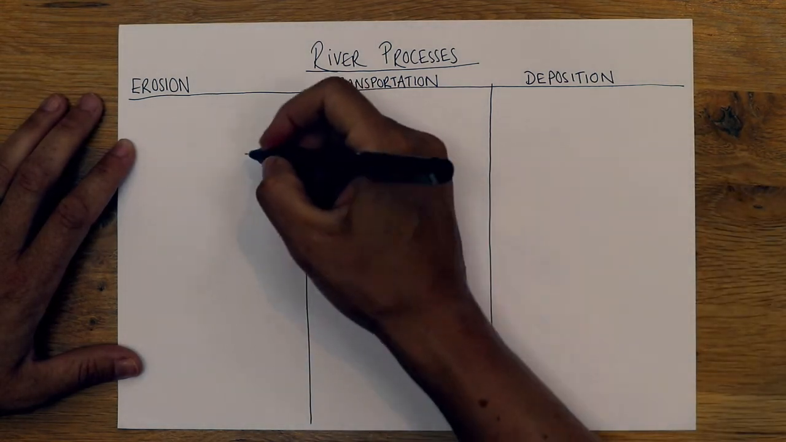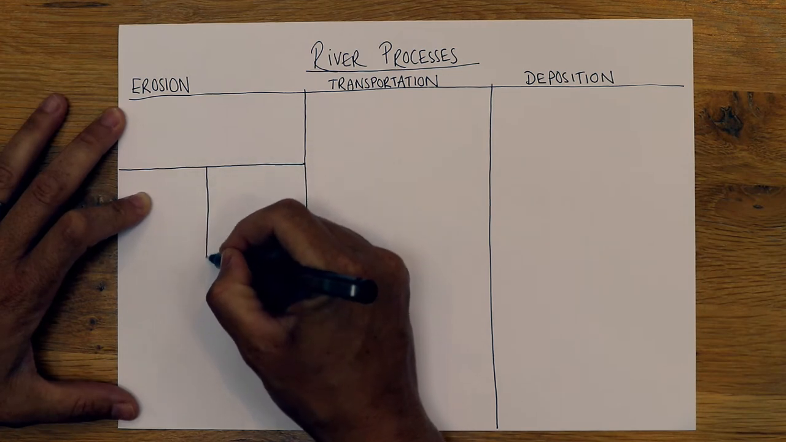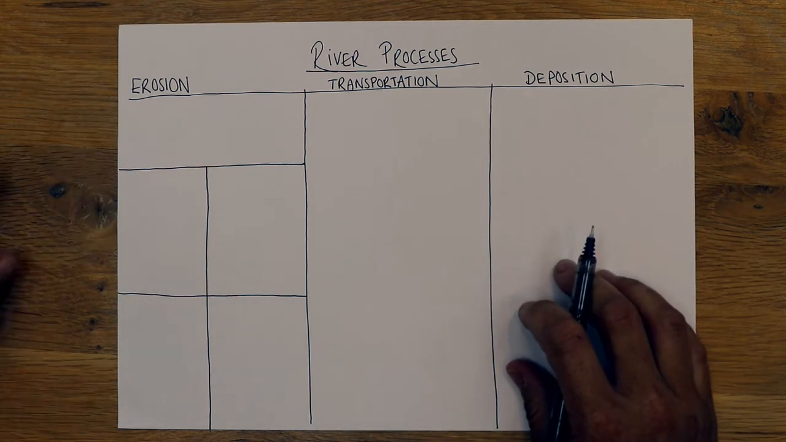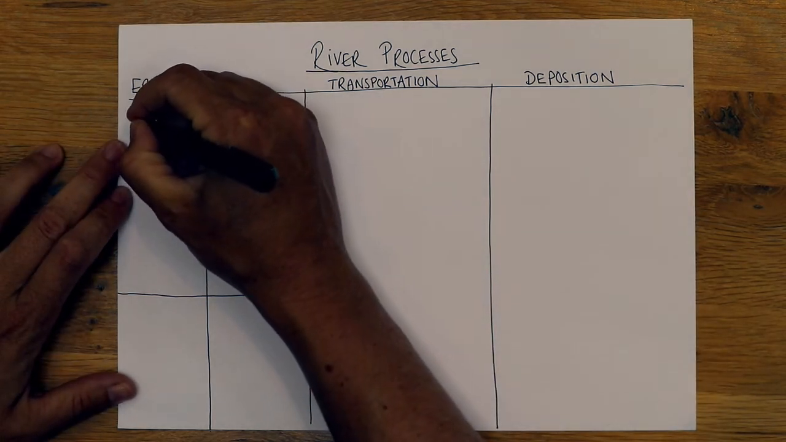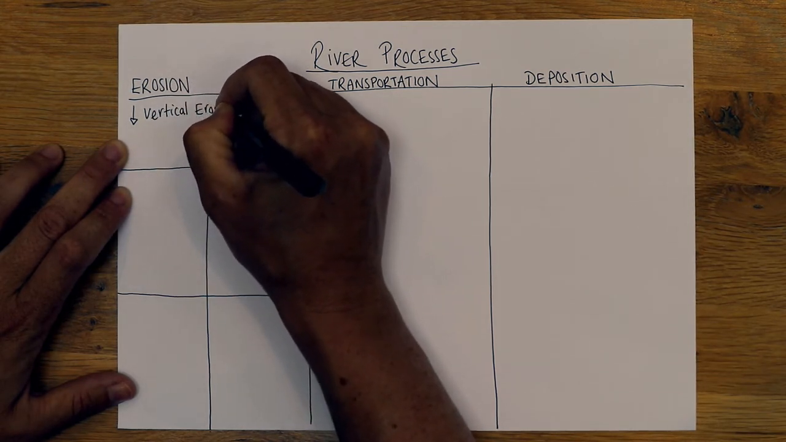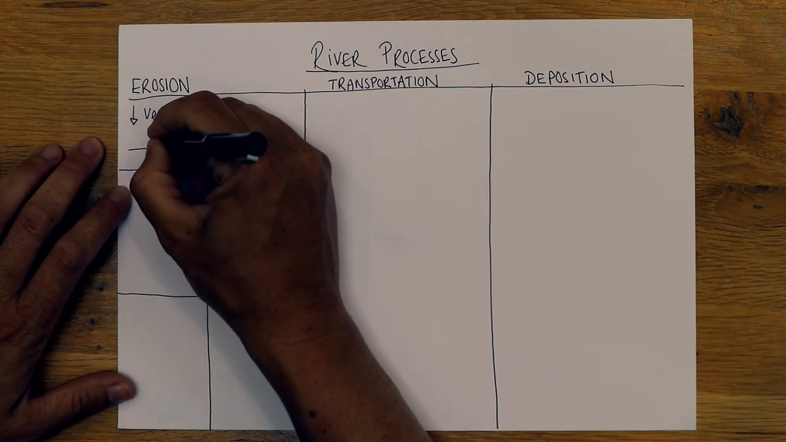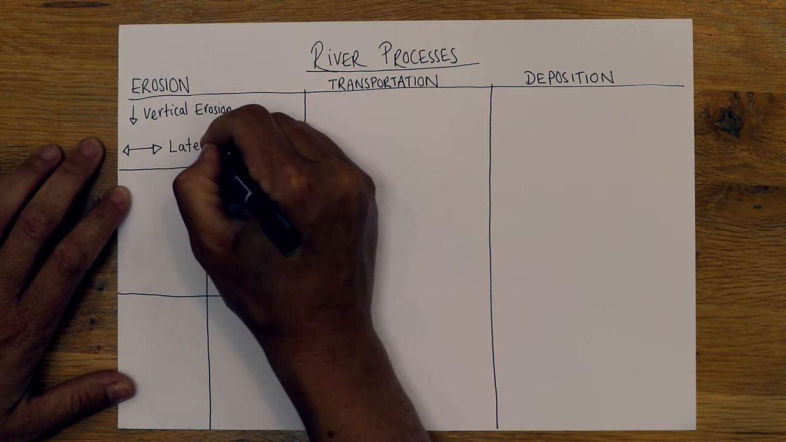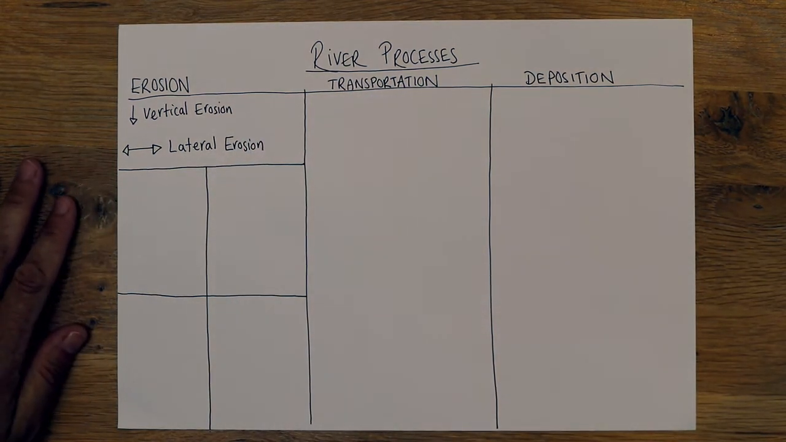So let's start with erosion. Okay, and if we just divide the page again, so we just draw a line here, and then what I want you to do is just break this box into four. So it should end up looking like that. So there's two directions of erosion. There is vertical erosion that happens in rivers, places like waterfalls, high up in the upper course of the river. And then there's lateral erosion. So if you just draw some arrows going side to side, and that kind of side-to-side or lateral erosion happens in the sort of middle course and in the lower course of the river.